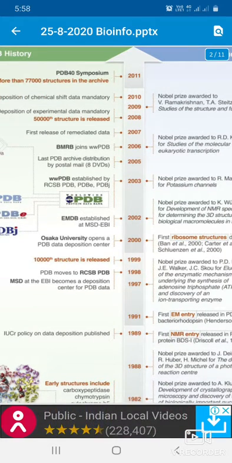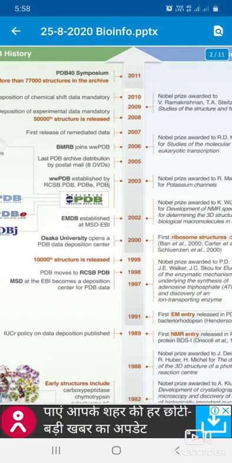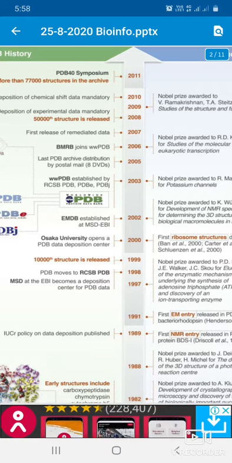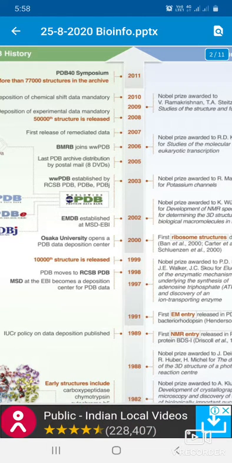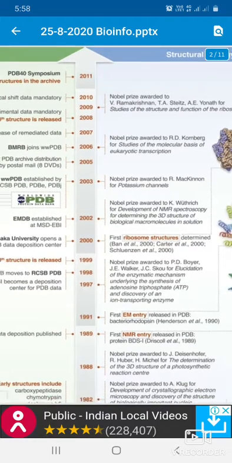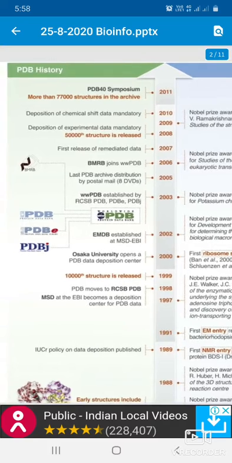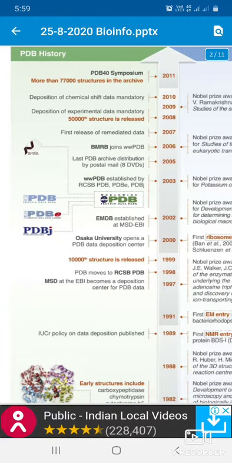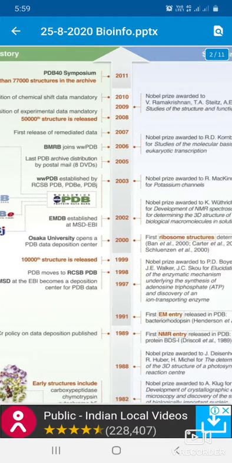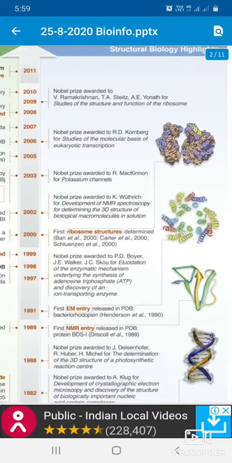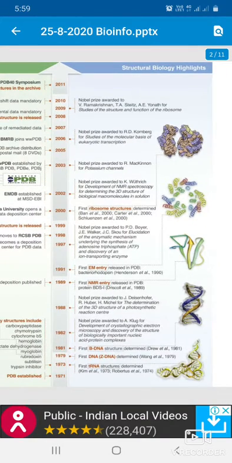Then finally in the year 2000, Osaka University opens a Protein Data Bank depository center. Okay, then there is EMDB, the European Molecular Data Bank. It is 2002, 2003. Then it goes on up to 2011 onwards, with more than 77,000 structures in the archive. So this is a brief history of the Protein Data Bank.